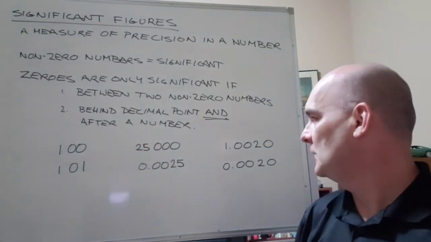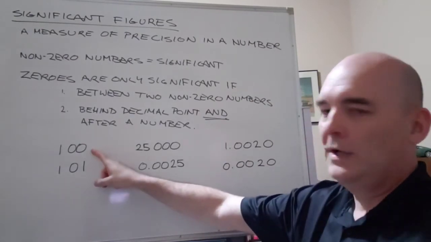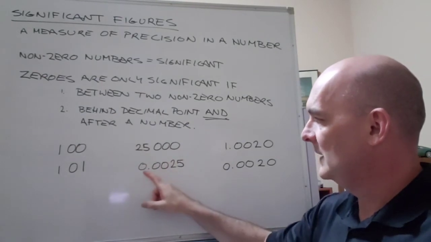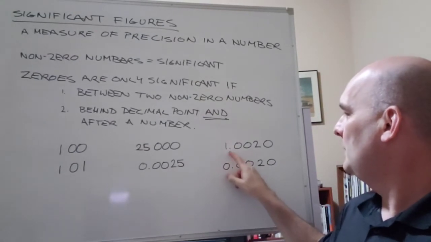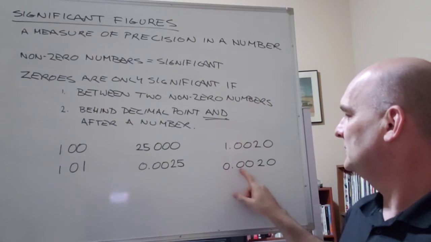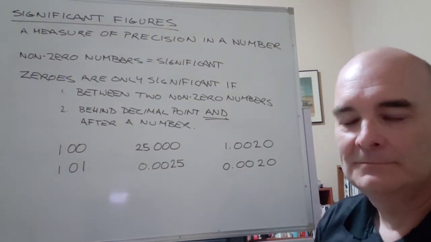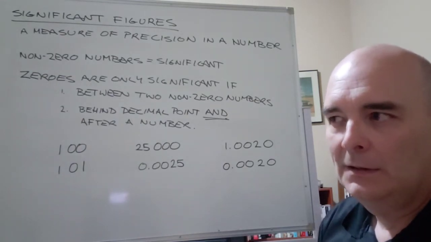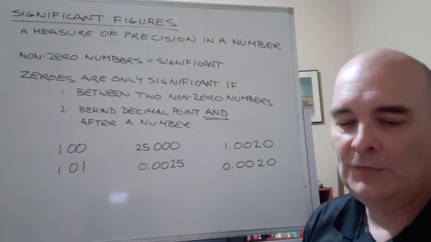Okay, so I've put some digits on the board. 100, 101, 25,000, 0.0025, 1.0020, and 0.0020. Have a think about how many significant figures there might be in each of these numbers.